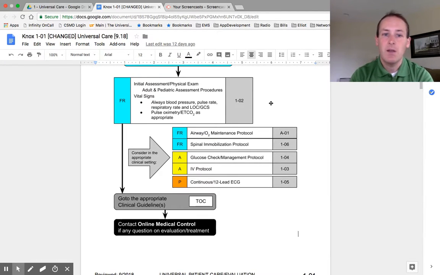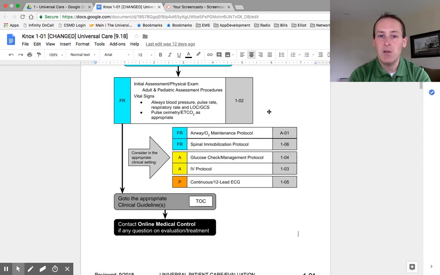Moving on, with every patient contact, you should do at least an initial assessment and physical exam, and these come from 1-02, which we'll talk about relatively shortly in regards to adult and patient assessment procedures, as well as obviously vital signs. And we always want blood pressure, pulse rate, respiratory rate, and some sort of evaluation of mental status, which is either going to be your level of consciousness or a calculated GCS. Obviously, depending on the patient presentation, utilize additional assessment and vital sign tools, including pulse ox, end-tidal CO2.